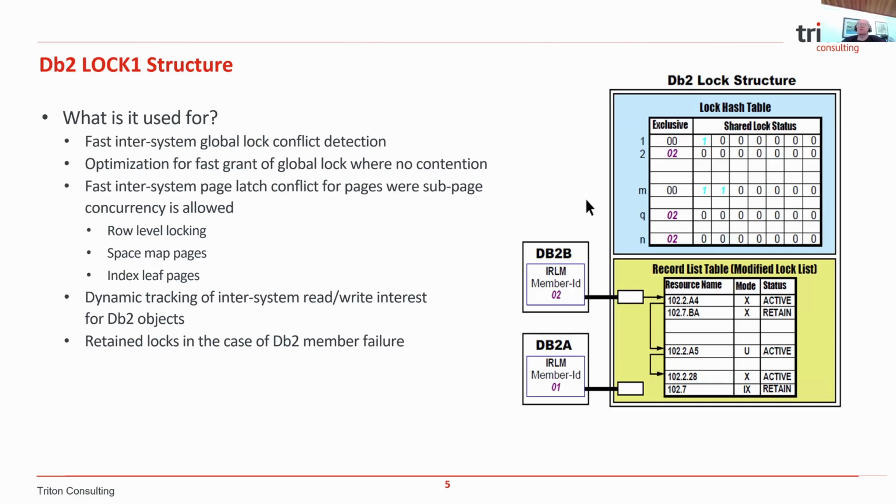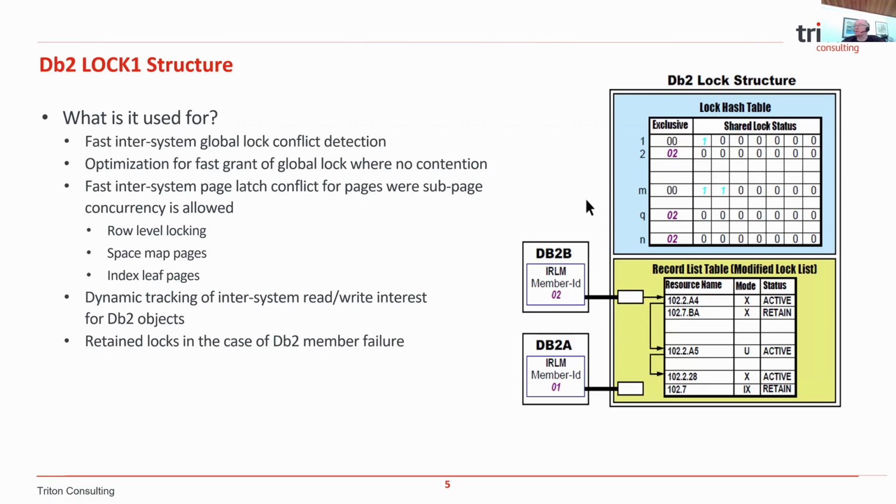Also, it provides a solution for cross-system or inter-system page latch contention. There are certain pages in Db2 that Db2 takes a page latch on instead of a lock, such as when you're using row level locking, on the space map pages, and on the index leaf pages. So as part of the data sharing implementation, when an object is group buffer pool dependent, then Db2 takes a page P lock on those types of pages, and those locks are propagated into the coupling facility.